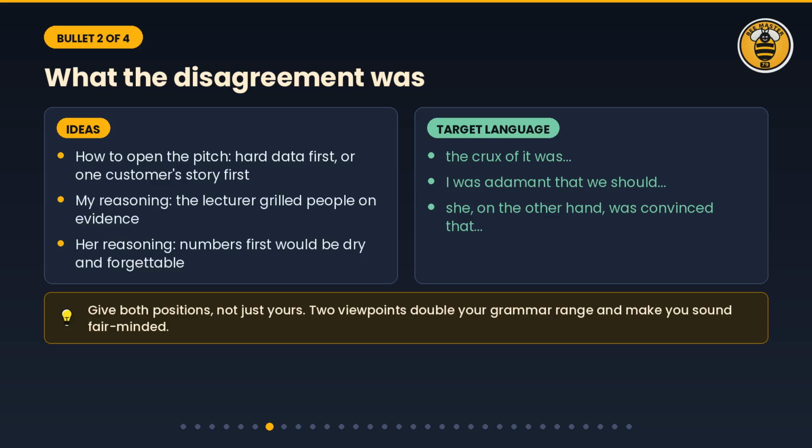Bullet 2. What the disagreement was. They were arguing about how to open the pitch, hard data first or one customer's story first. Give both positions, not only your own. 2 viewpoints double your grammar range and they make you sound fair-minded rather than stubborn.